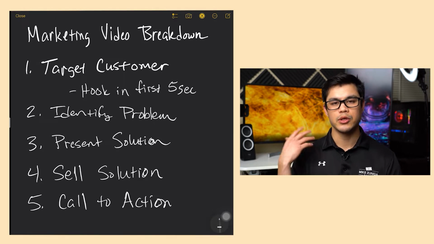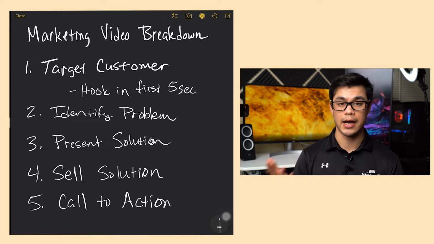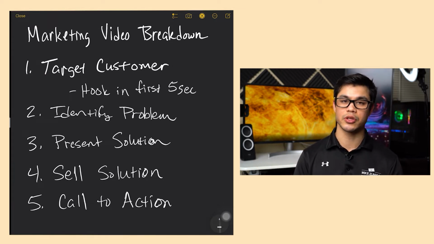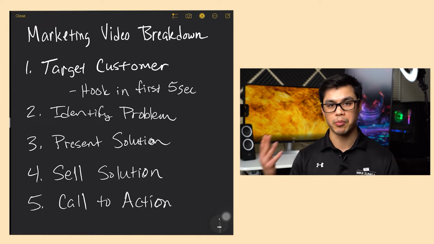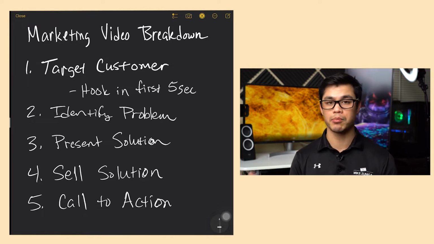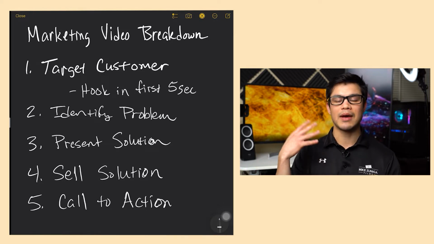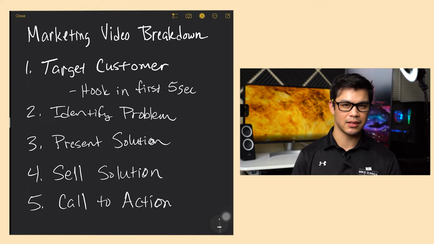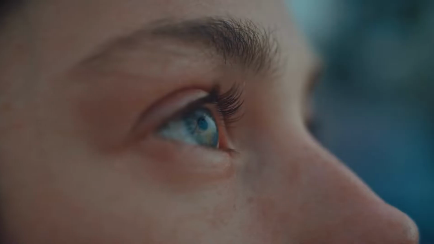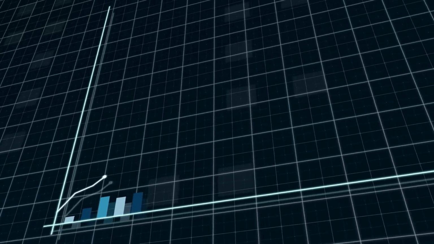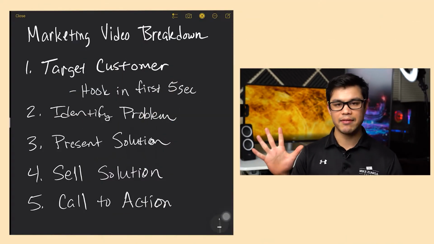So number 2, you have to identify the problem of your target customer. What is the problem that they're facing? Once you know this problem, then number 3 is to present the solution. What is the solution to the problem that your service or product that you're advertising is going to provide? And number 4 is you have to sell that solution. What is the benefit that your service or product is going to provide for the customer? And this could include increasing their confidence, bettering their health, bettering their emotional well-being, make them feel better, or increase sales, for example. Number 5 is the call to action.